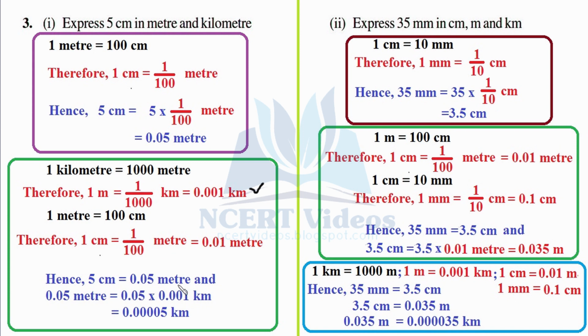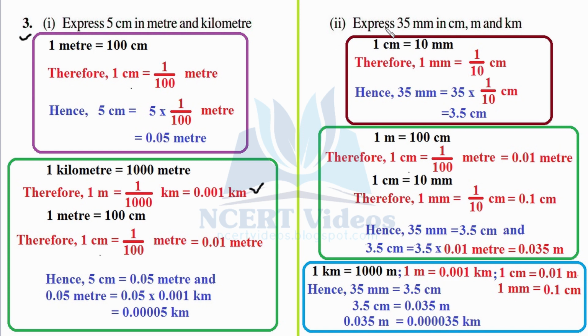So when we multiply it, 5 ones are 5, then count these digits after decimal towards right hand side. So 1, 2, 3, 4, 5. So we will place the decimal after 5. 1, 2, 3, 4, 5. Write 0, 0 before it. So this was your third question, first part.